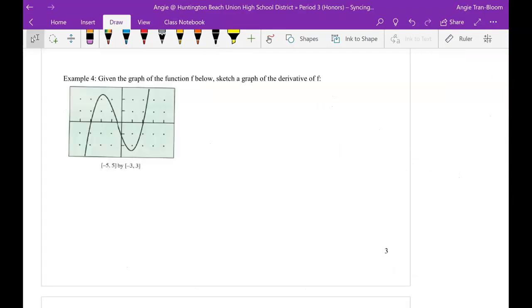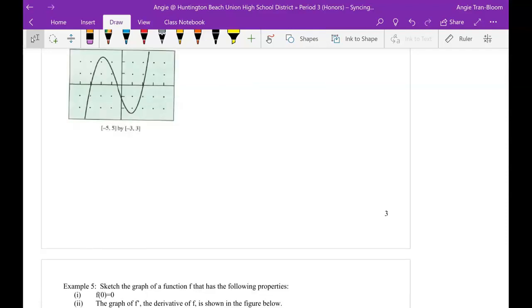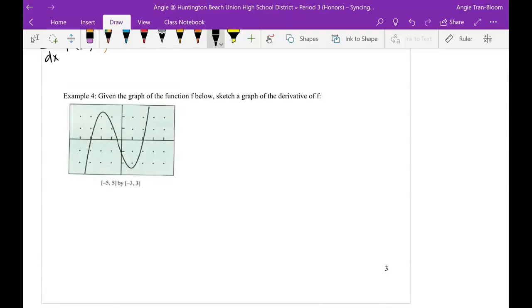Example 4 in section 3.1. Given the graph of the function below, let's call this function f. Sketch a graph of the derivative of f. Okay, so this is very, very common. So I'm going to make a chart or another grid over here.